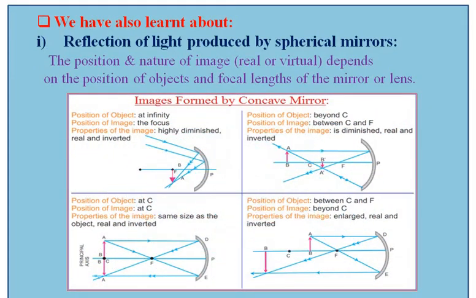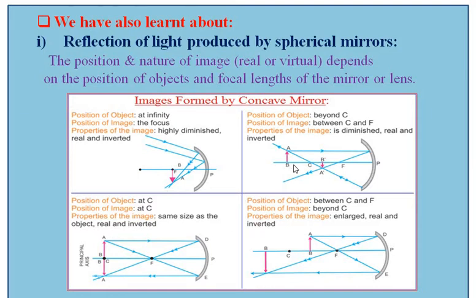Here we have taken some ray diagrams for the concave mirror. In the first diagram, the object is placed at infinity, then its image is observed at the focus of the concave mirror, which is real and inverted. When the object is placed at the center of curvature of a concave mirror, then its image is observed at the same position, that is at the center of curvature, inverted, of the same size, and real.